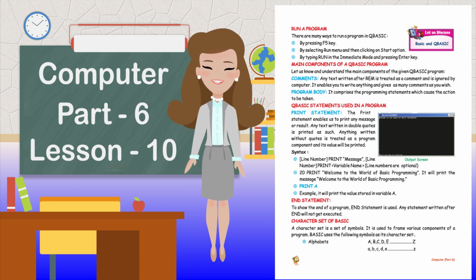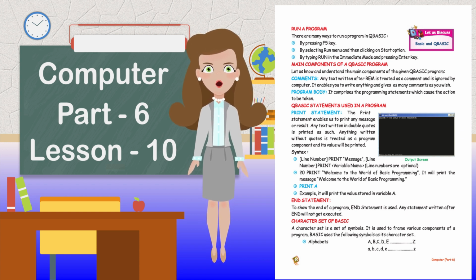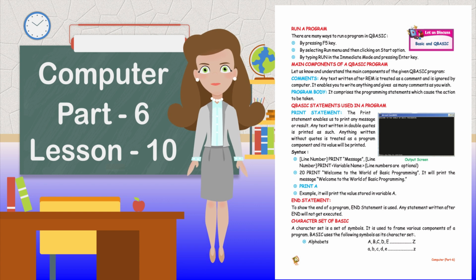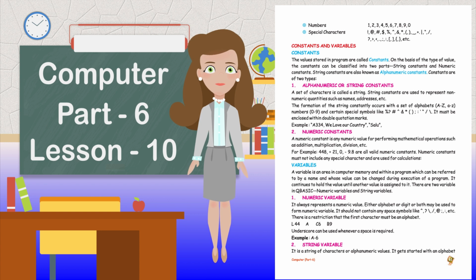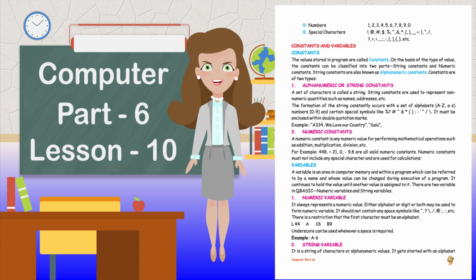Character set of BASIC. A character set is a set of symbols. It is used to frame various components of a program. BASIC uses the following symbols as its character set. Alphabets: A, B, C, D, E to Z, and a, b, c, d, e to z. Numbers: 1, 2, 3, 4, 5, 6, 7, 8, 9, 0.